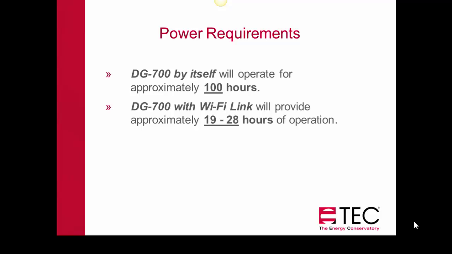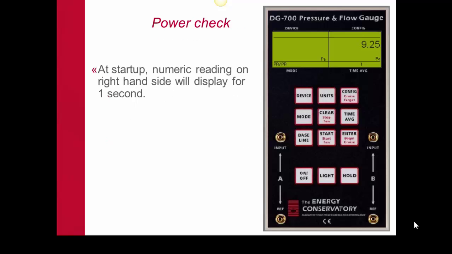So instead of that 100 hours, you're more in the area of 19 to 28 hours of operation. So make sure and disconnect the Wi-Fi Link when you're not using it, or it'll drain batteries. And you can check your battery voltage. This is a feature that's always been in the gauge, but a lot of people weren't aware it was there.